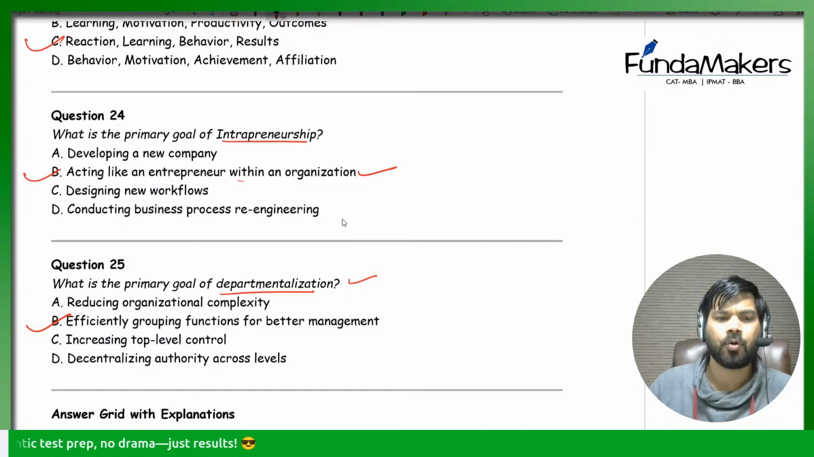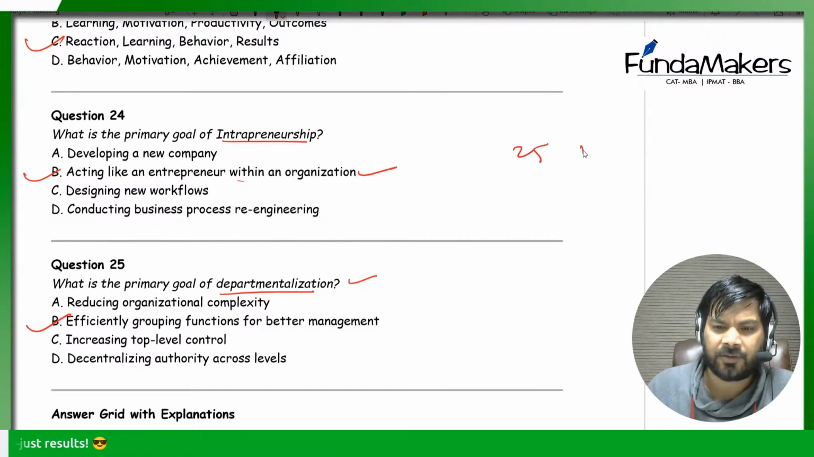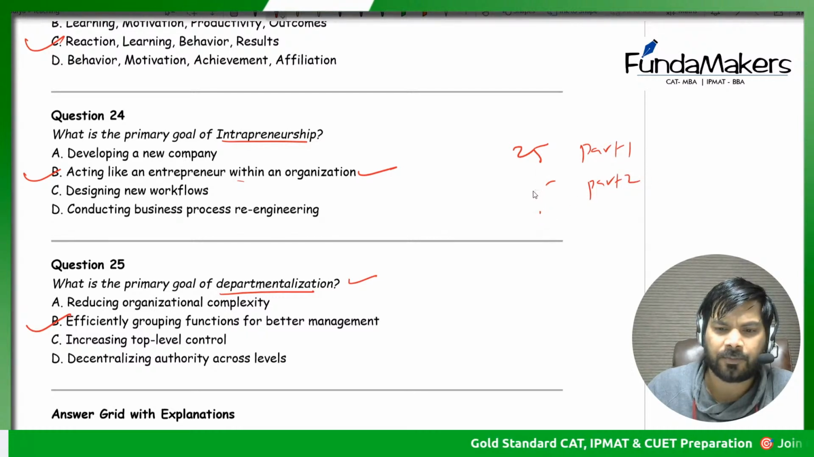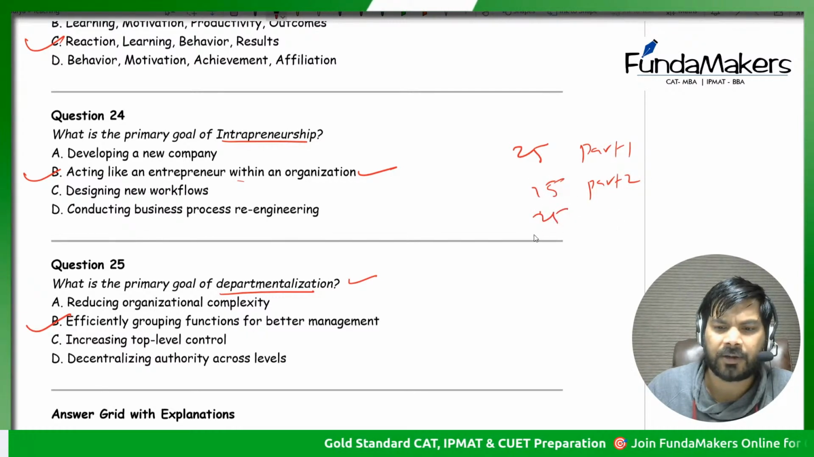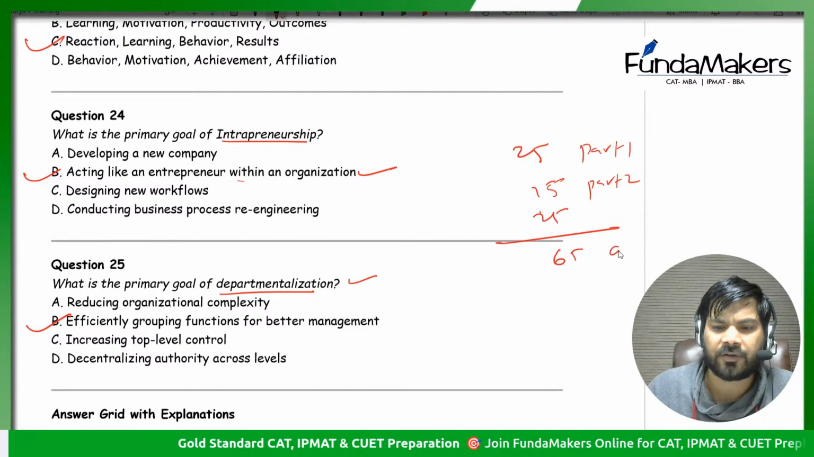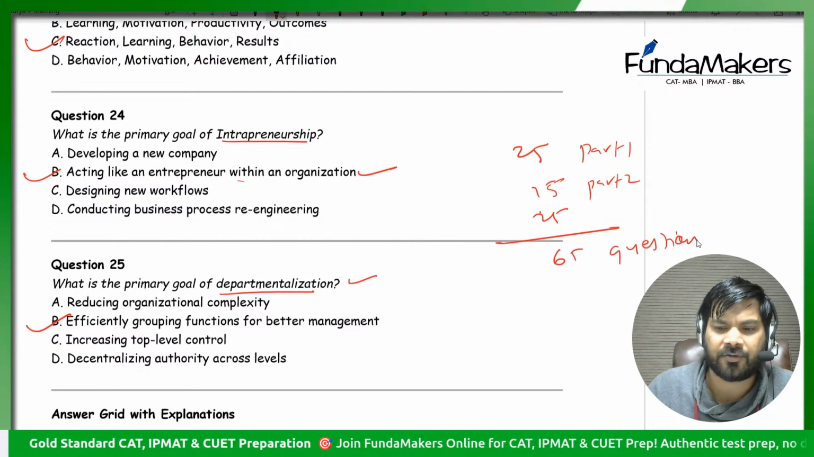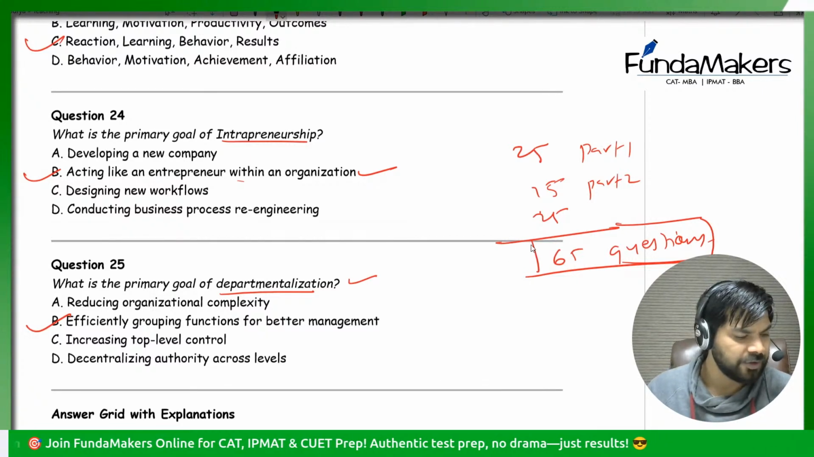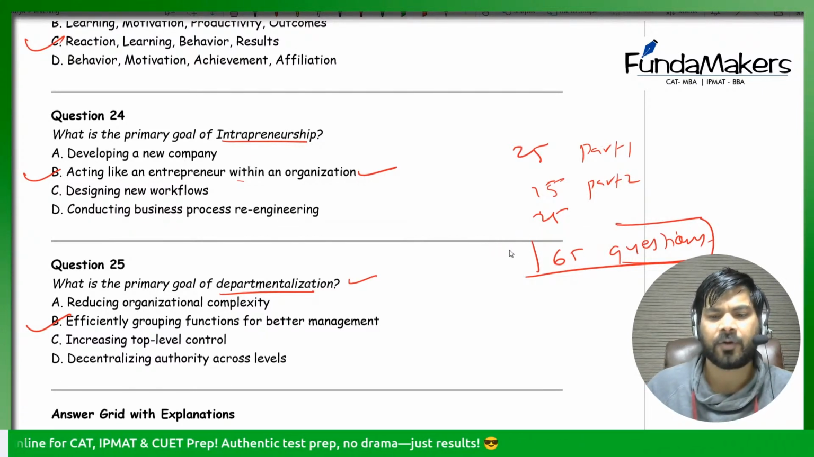Right. So we did 25 questions in part 1, 15 questions in part 2, and 25 in part 3. So overall we have done how many questions? 65 questions today, ladies and gentlemen. Right. I hope that this video helps you prepare for CMAT.